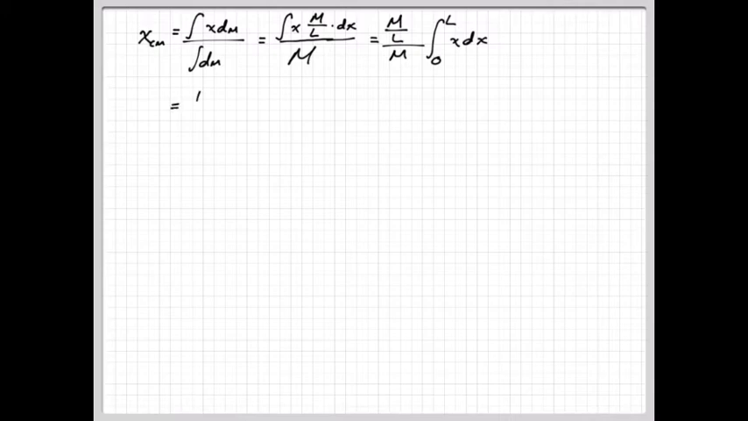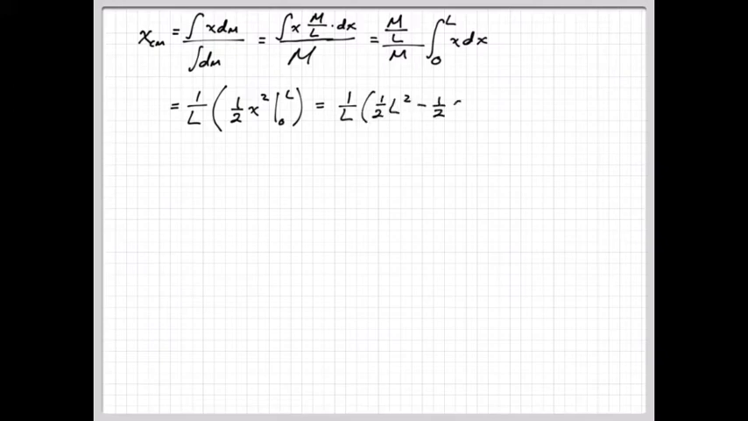So the first thing is m over L divided by m. We'll cancel out the m, and I'm left with 1 over L. Okay, the integral of x dx is an antiderivative, which would be 1/2 x squared. And then we have to evaluate it between the limits. Now don't forget to evaluate the limits. You plug in the upper limit first, and then subtract the lower limit.